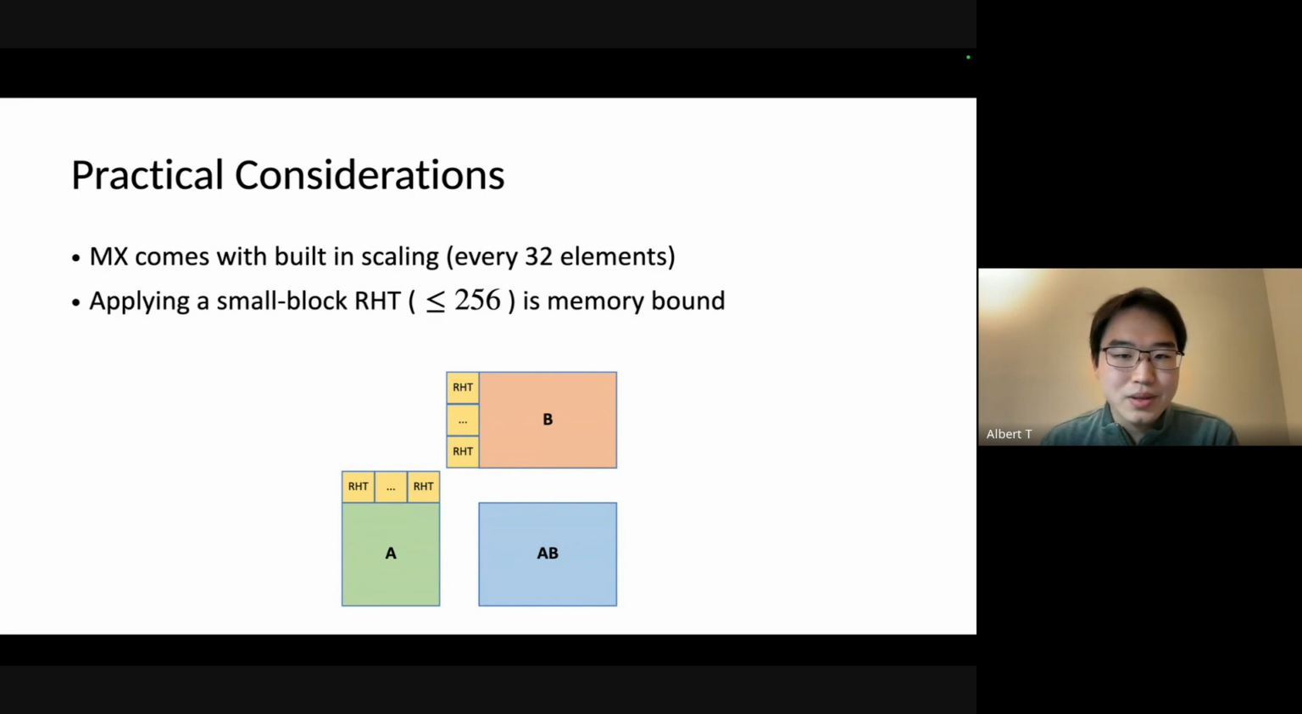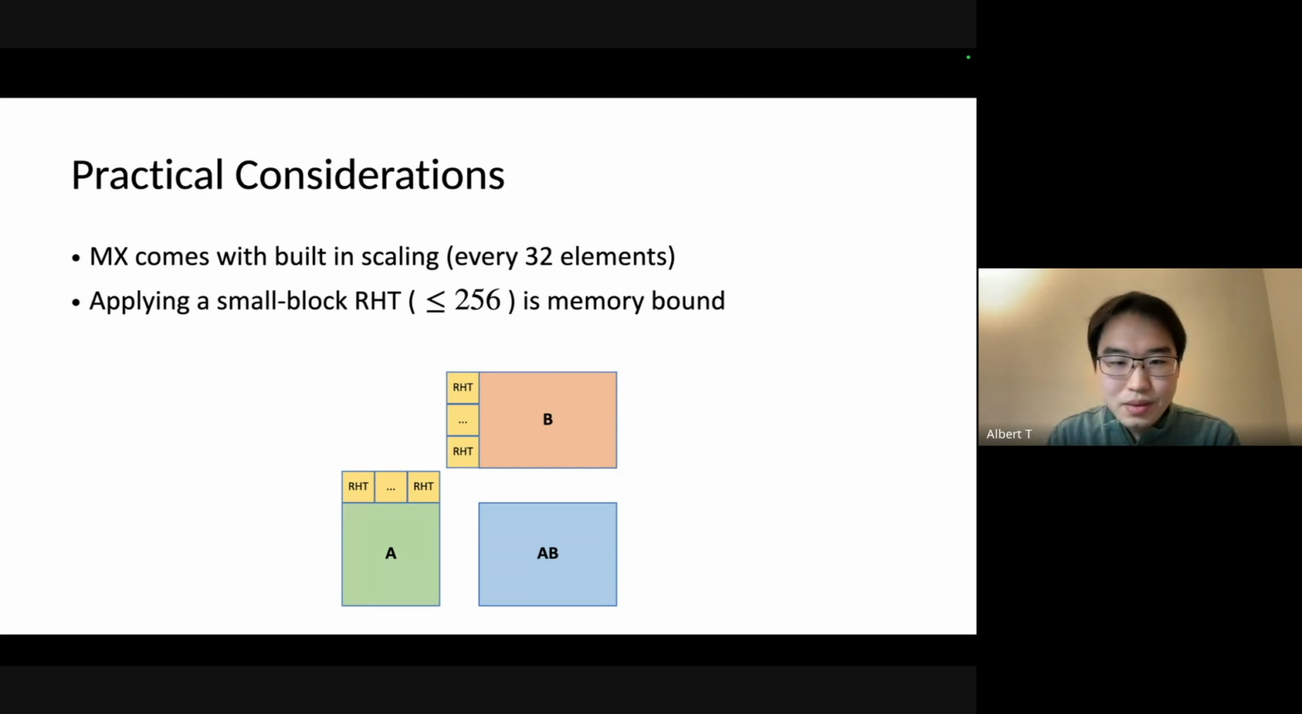Recall that MX scales for every 32 elements. If we instead apply a small block RHT as a dense matrix multiplication, where the block size is less than 256, then it becomes memory bound. And even though you only get that concentration per block at 256, that's fine because MX's scaling will take care of the rest of the between-block scales for you.